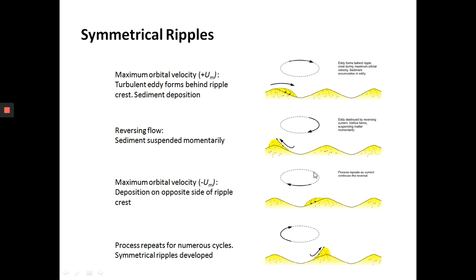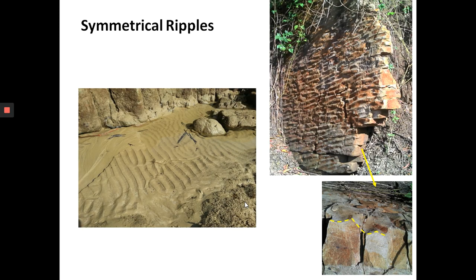Okay, then you get maximum orbital velocity in the opposite direction. You get deposition on the opposite side of the ripple crest, on this side now. And then the cycle continues on and on and on. You get a nice symmetrical profile to the ripples, and these can be preserved in the rock record if they are buried with more and more sediment on top. Okay.